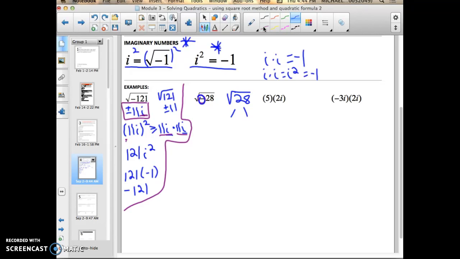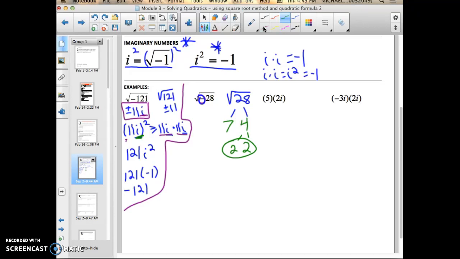You need to remember that if you take the square root of a negative number, you need to have an I in your answer. Your final answer has to include an I so that you can tell me that you've entered into the realm of imaginary numbers. Now, let's break down 28. The only factors of it are 7 and 4. 7 is a prime number, so it doesn't break down anymore. But 4 can be broken down to 2 and 2. So I'm looking for pairs. I have a pair of 2's.